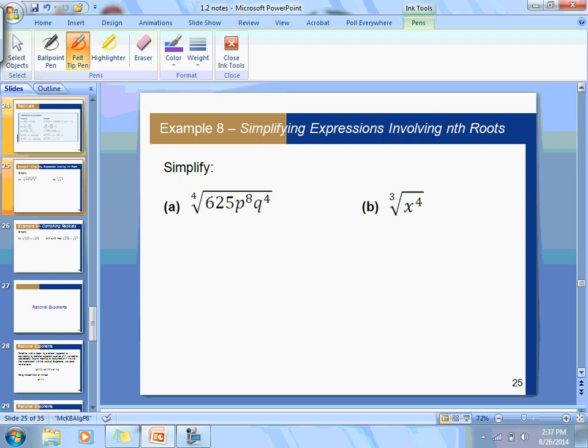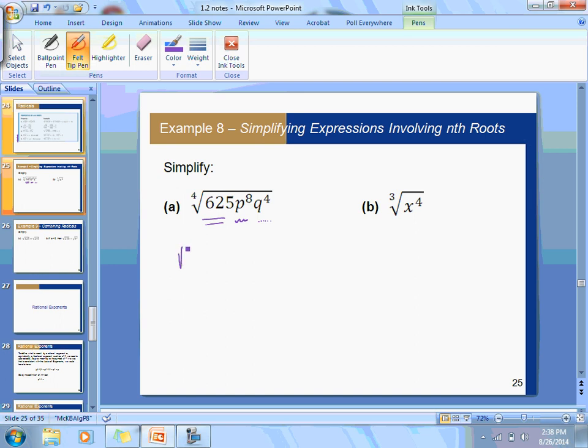So, for example 8, we have this huge, complicated, scary-looking radical. We have the fourth root of 625, p to the 8th, and q to the 4th. It's not really as scary as it looks. We're going to break it down into its 3 parts. We've got a number part, and we've got a p part, and we have a q part. And basically the fourth root is being taken of all of these.